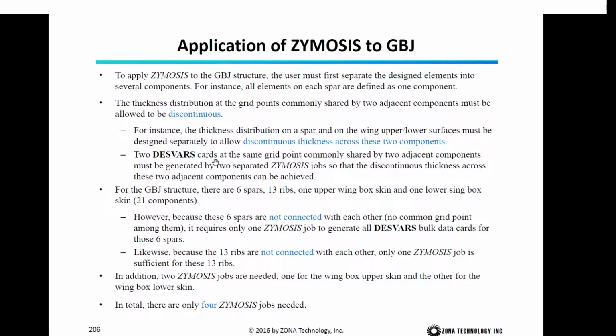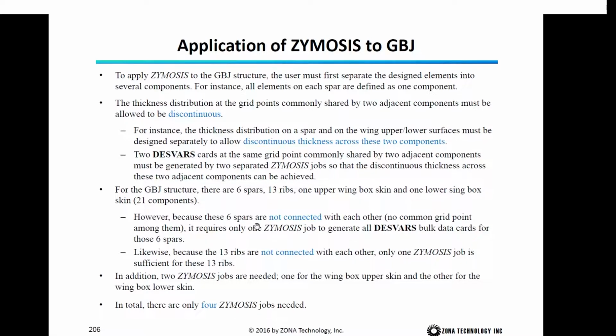Two DESVARS at the same grid point, commonly shared by two adjacent components, must be generated by two separate Zamosis jobs so that the discontinuous thickness across these two adjacent components can be achieved. For the GVG structure, there are six spars, 13 ribs, one upper wing skin and one lower wing skin. So totally, we have 21 components.